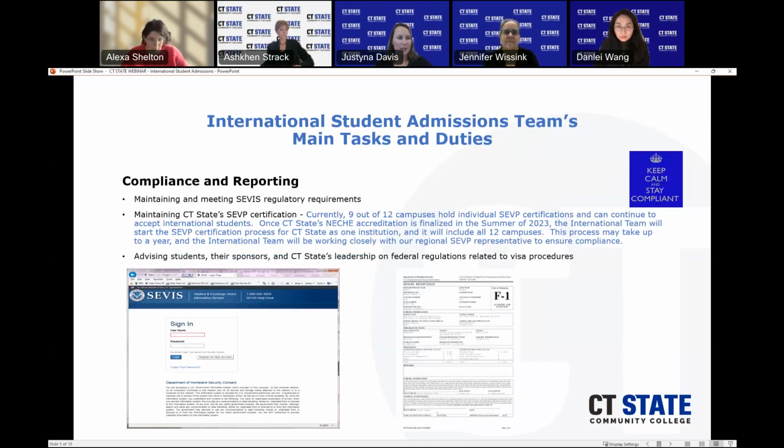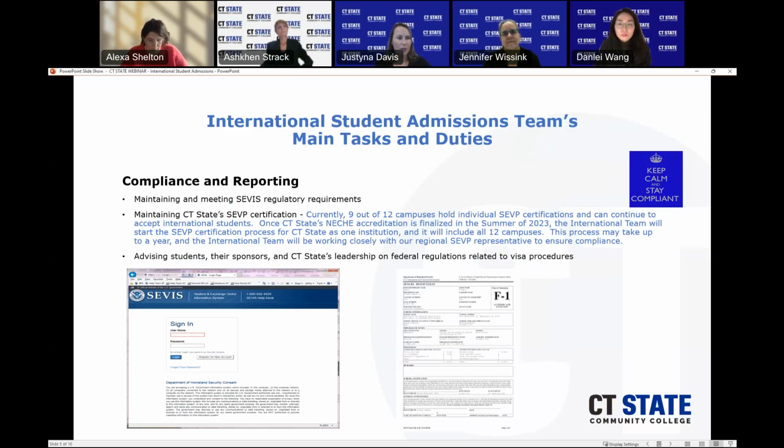All four of us serve as designated school officials, in short DSOs, and it is our responsibility to update and maintain international students' records in SEVIS to meet regulatory requirements. The DSOs advise students and their sponsors, as well as Connecticut State's leadership, on federal regulations related to visa procedures. We also educate students on maintaining their legal status while in the US.